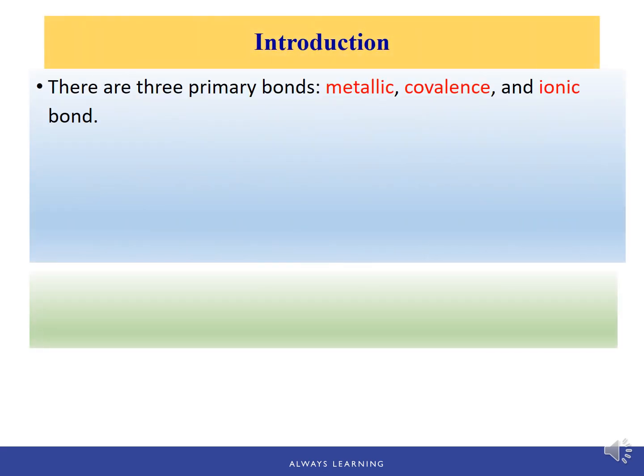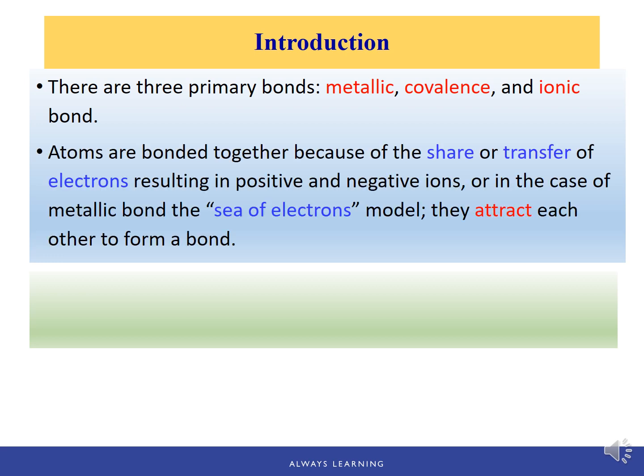We learned that in materials, there are three primary bonds: metallic bond, covalent bond, and ionic bond. Atoms are bound together because of the sharing or transfer of electrons, resulting in positive and negative ions, as happens in the covalent or ionic bond, or in the case of metallic bond, the sea of electrons model. So the positive and negative ions attract each other to form a bond. Here we are talking about strong attractive forces between the atoms or between the ions.